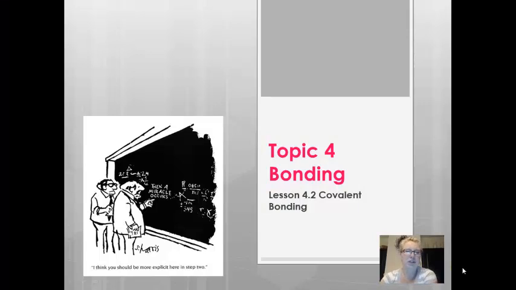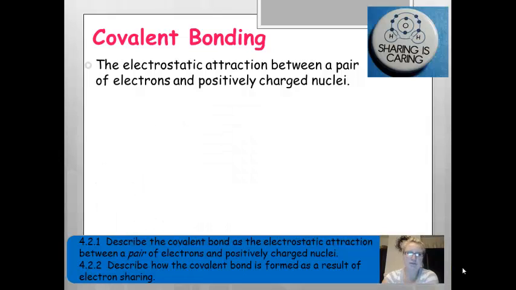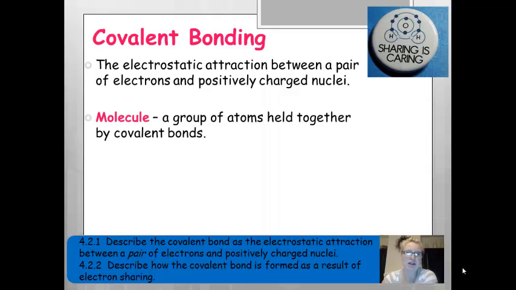This is lesson 4.2, covalent bonding. A covalent bond is the electrostatic attraction between a pair of electrons and positively charged nuclei. So remember, this is between two nonmetals, and it's the sharing of electrons. And we call atoms that are held together by covalent bonds molecules.